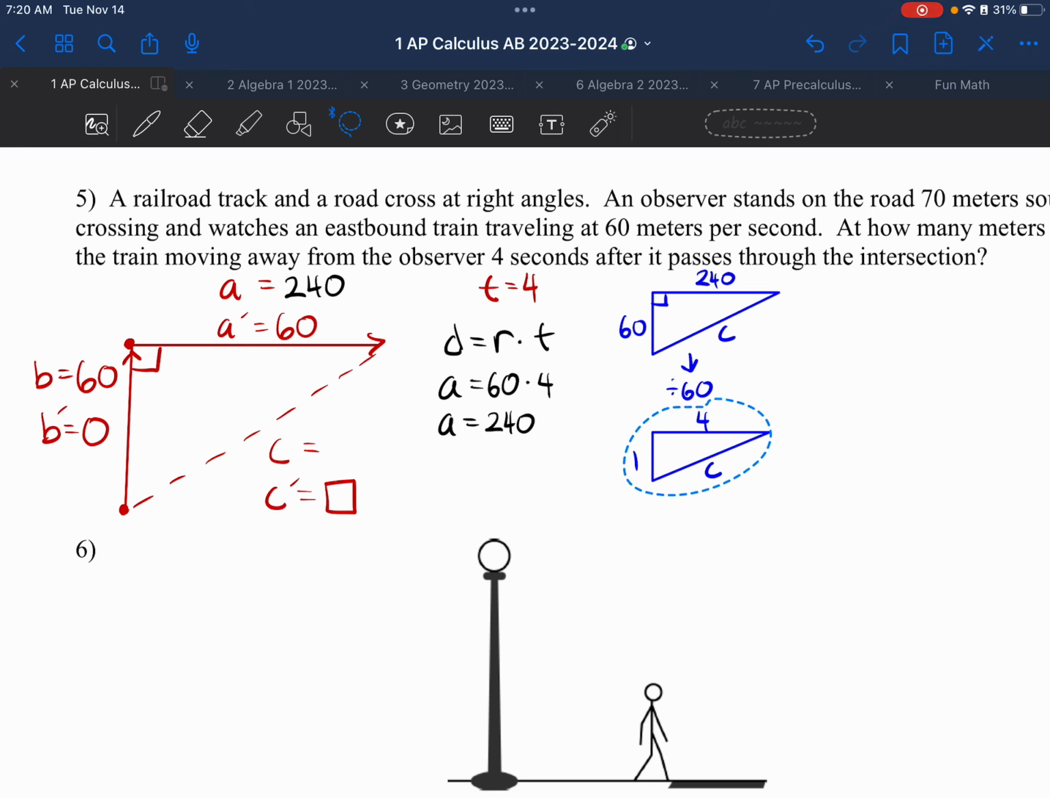Okay, so just making sure that my answer key here looks nice. This is still a right triangle with 1, 4, and c. I'm trying to think about how I want to do this.